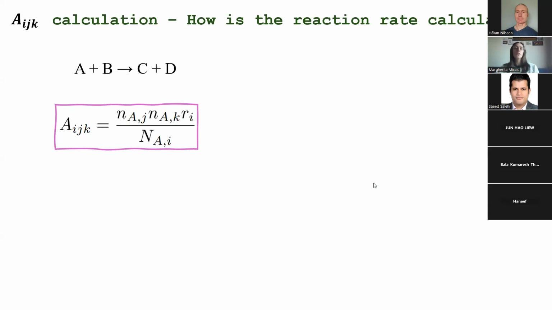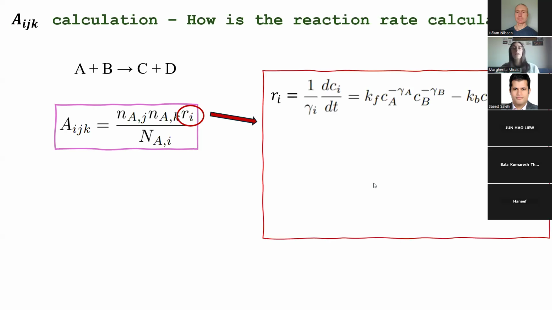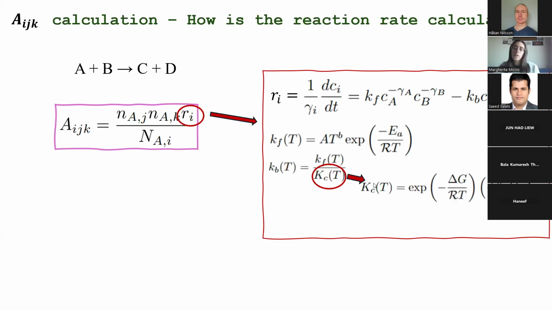Now, the element flux calculation also needs that the reaction rate is retrieved. The reaction rate, once again, is the velocity at which the reaction is proceeding. It can be calculated through this formula, where we see Kf and Kb, which are the forward rate and the backward rate of the reaction. So the forward rate is calculated in this way. The backward rate uses the equilibrium constants, which is also calculated as in the slide.